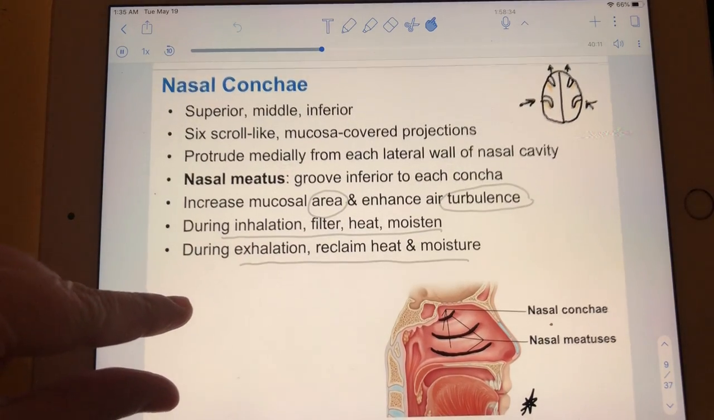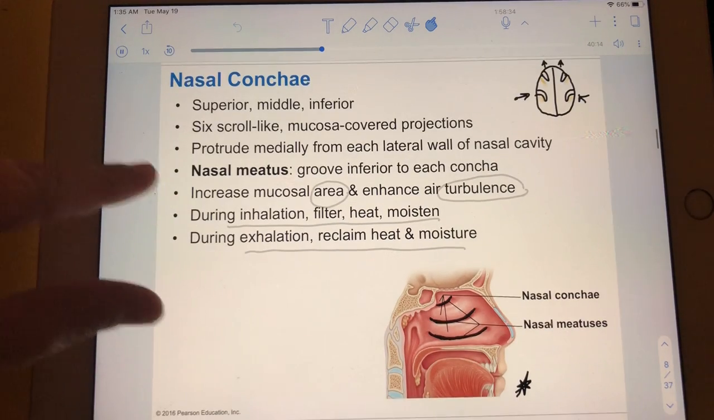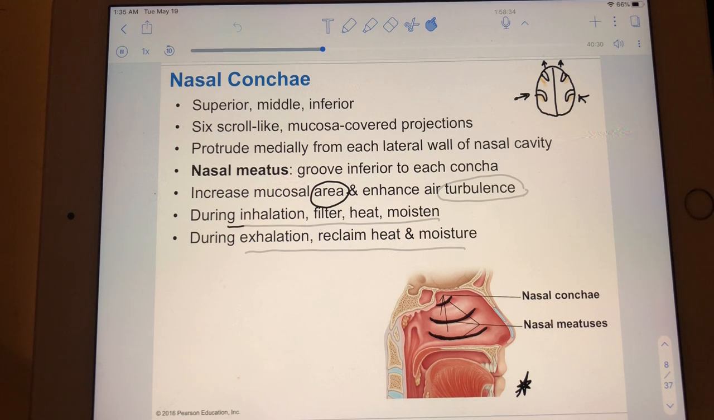Having these conchae in place increases the surface area of mucosa that we can offer to warm incoming air, moisten incoming air, and also filter incoming air. Also, they stir incoming air and create turbulence so that a larger fraction of that incoming air comes into contact with that mucosa. And then there's that note about reclamation as well.